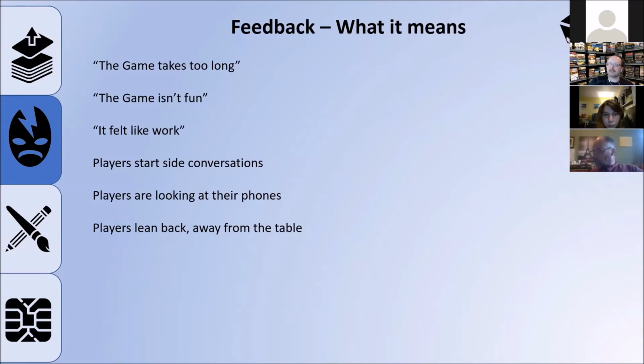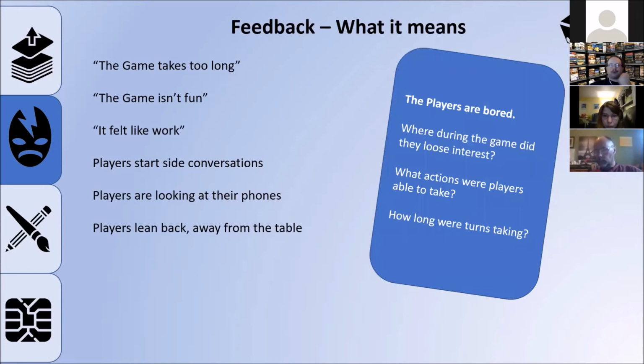Players leaning back, away from the table, leaning over, looking disinterested. Again, they're not saying anything, but this is feedback. So the players are bored. They are bored with the game.